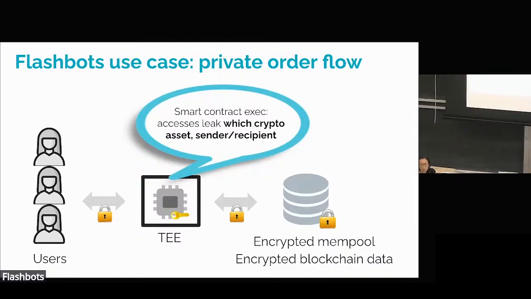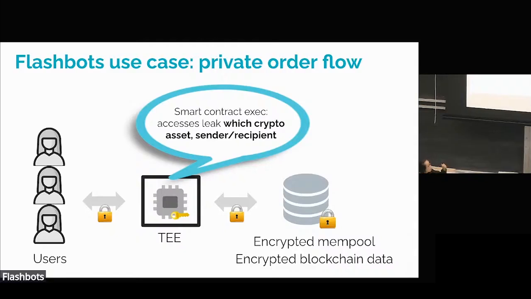And I want you to think about the transactions as small programs. They are smart contract programs. So as we build the block, we have to speculatively execute these programs. And as the programs execute, they will access data that live on the blockchain. And even if everything is encrypted, like your transactions are encrypted and the blockchain data can be encrypted, the accesses to the blockchain can still leak sensitive information.